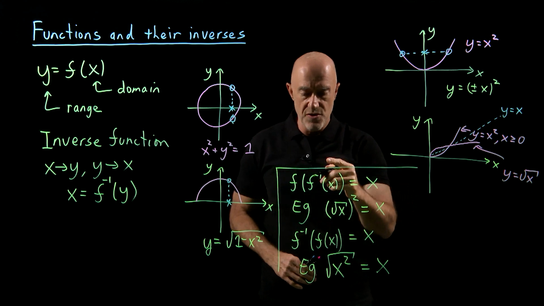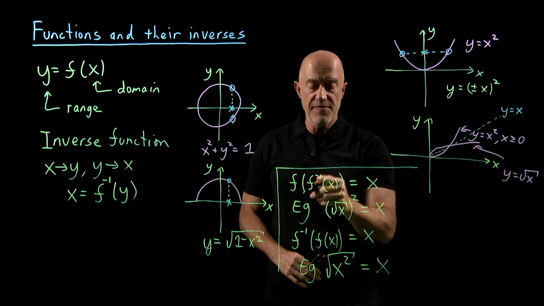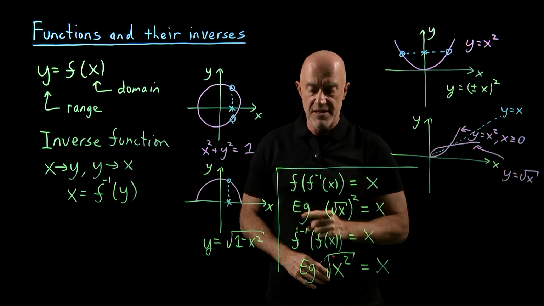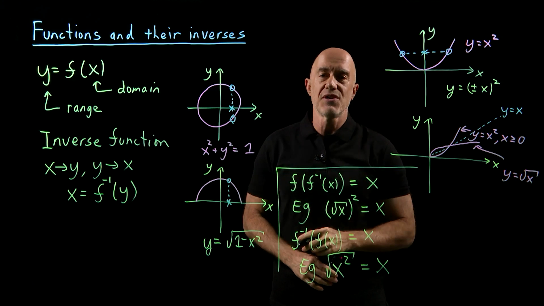Finally, there are two identities that will turn out to be very useful. f of f inverse of x returns x, and f inverse of f of x also returns x.